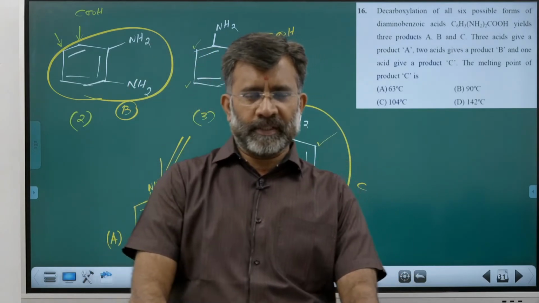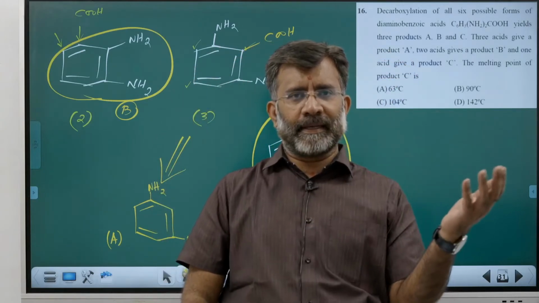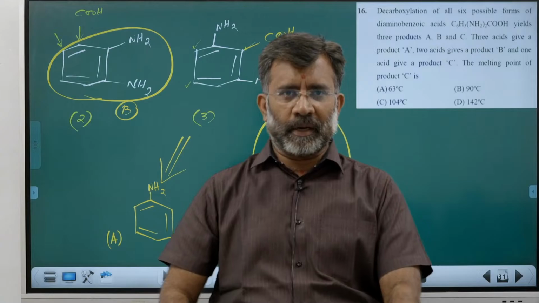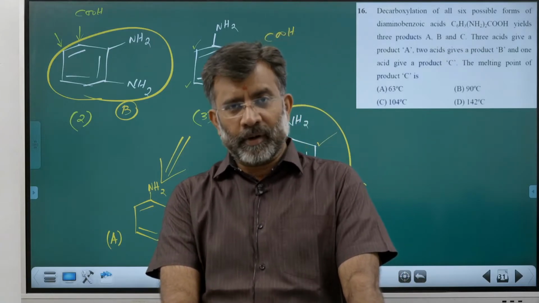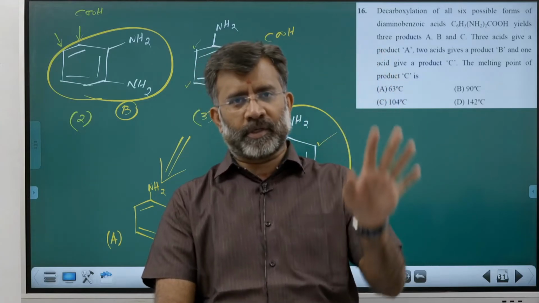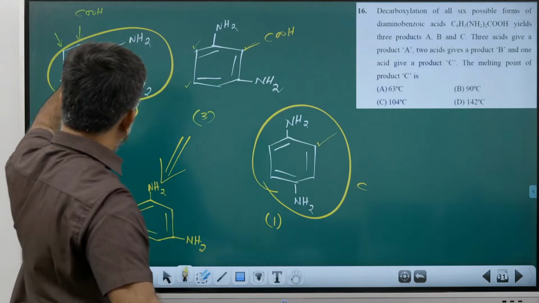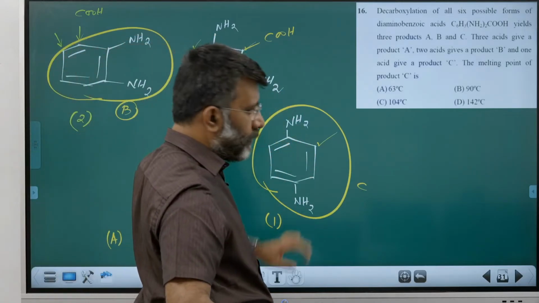First of all, I was explaining where the COOH are possible so that we can understand the configuration of all 6 possible isomers. Now that it is decarboxylated, that means COOH is out. So, remaining is only 2 amino groups. So, amino groups can be at 1,2 position, 1,3 position and 1,4 position.